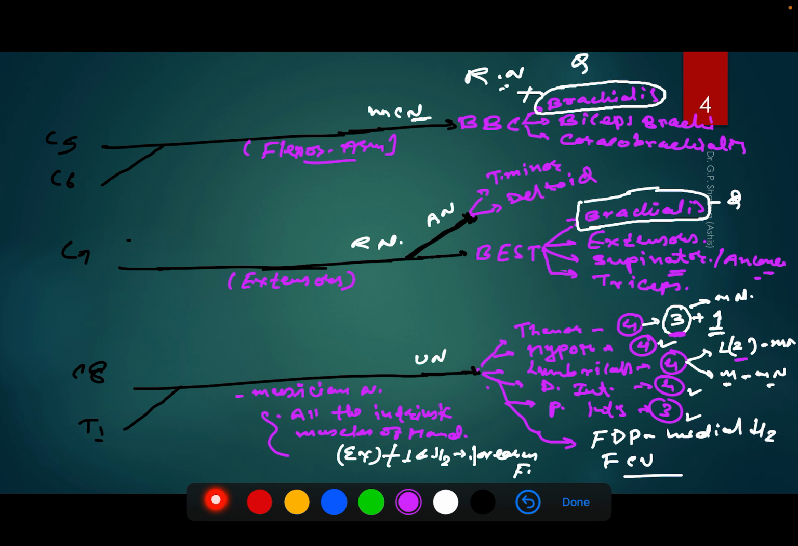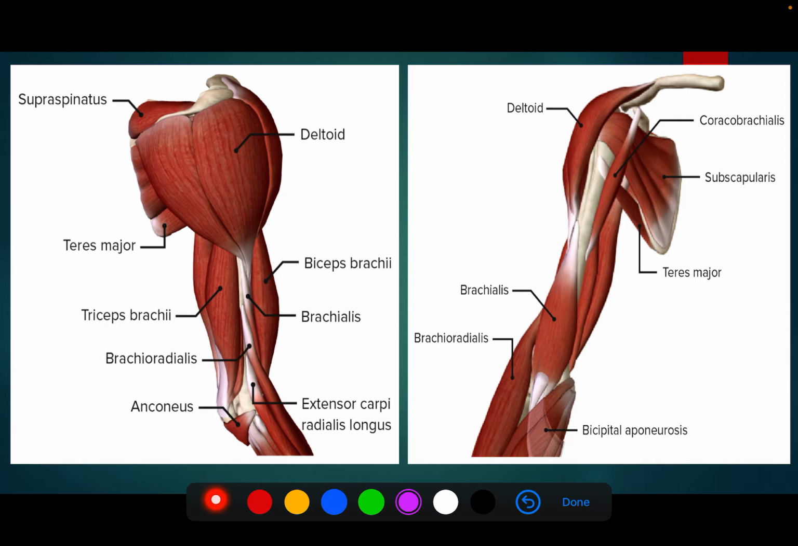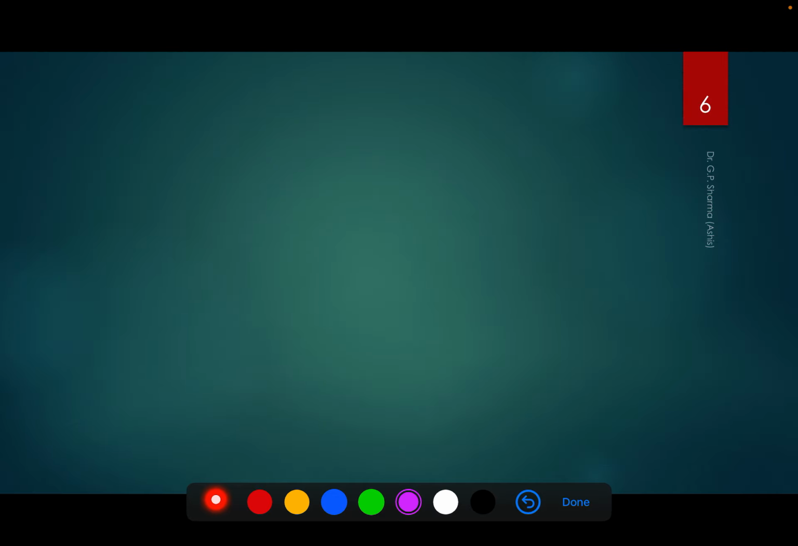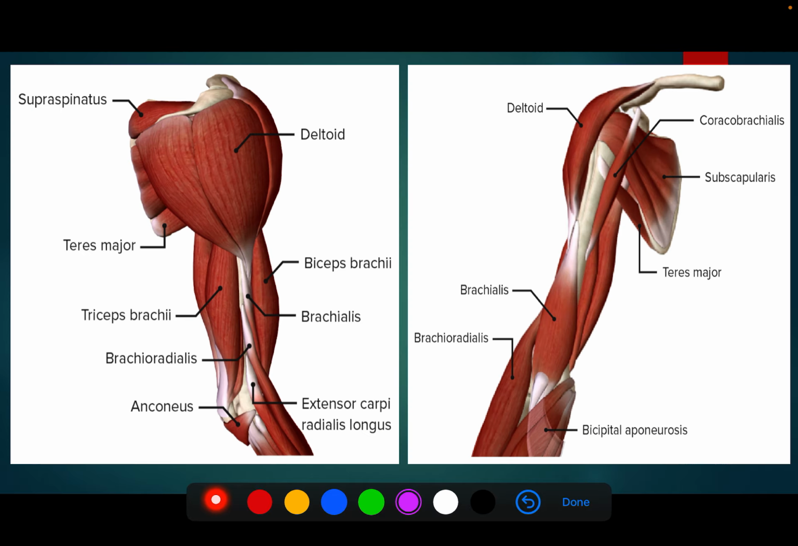Is that okay? So we finish all the muscles supplied by the terminal branches except for the median nerve. For the median nerve, we don't have the space over here, so we will make the median nerve on another page. Okay, so let's make the median nerve over here. We can see the muscles over here.